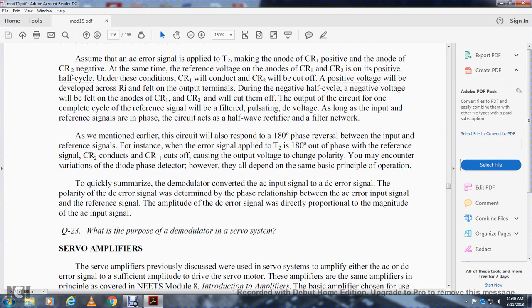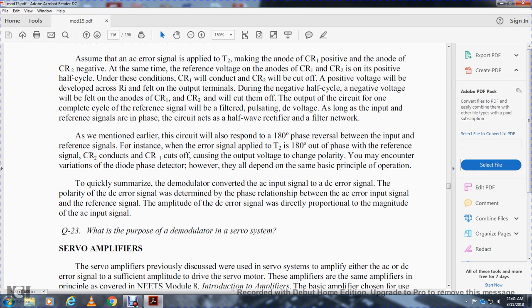As mentioned earlier, the circuit will also respond to a 180 degree phase reversal of the input signal with respect to the reference signal. For instance, if the error signal applied to transformer 2 is 180 degrees out of phase with the reference signal, control rectifier 2 conducts and control rectifier 1 cuts off, causing the output voltage polarity to reverse. You may encounter variations of the diode phase detector, but they all depend on the same principle of operation.